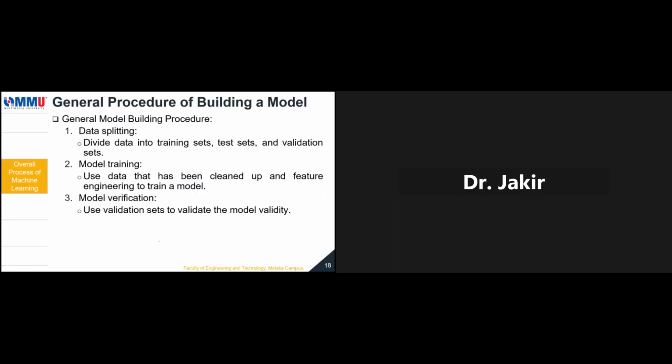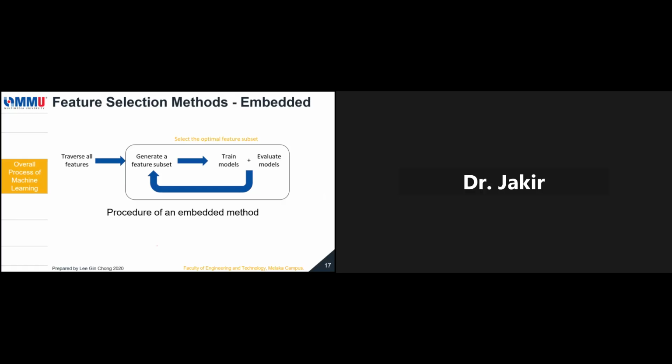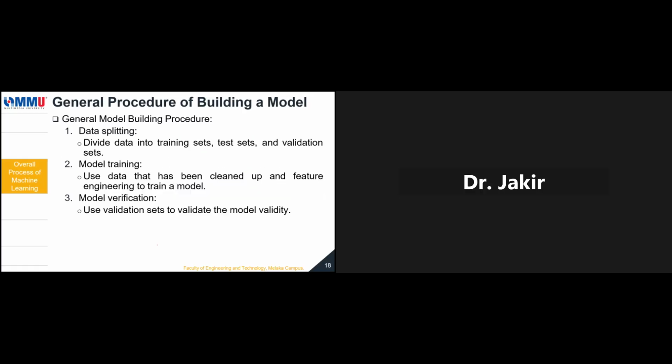Okay, so that is the general procedure of building the model, right? Until here we have actually been talking about the data pre-processing part. Now we discuss how we can build a model after finishing the data pre-processing. All right. So there are three parts: data splitting, model training, and model verification. So after the data pre-processing part, we need to do these three steps to build an AI model. All right. So let's see one by one.